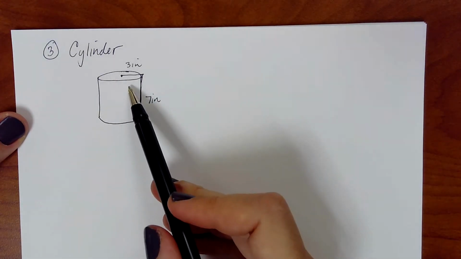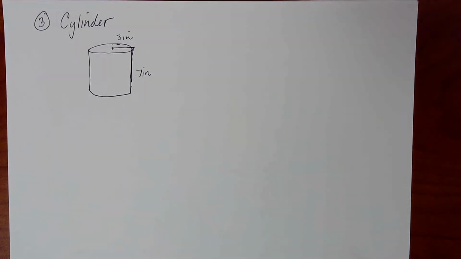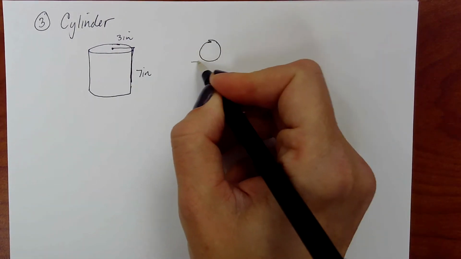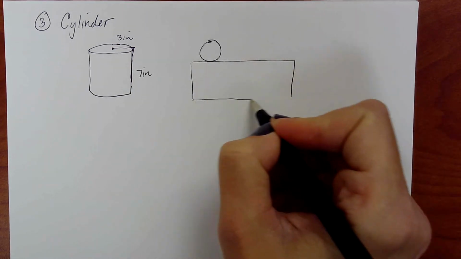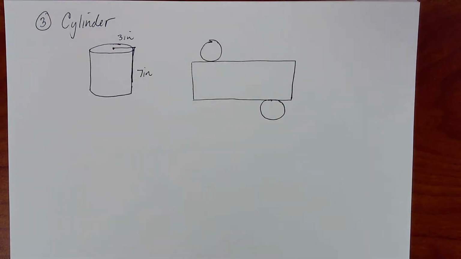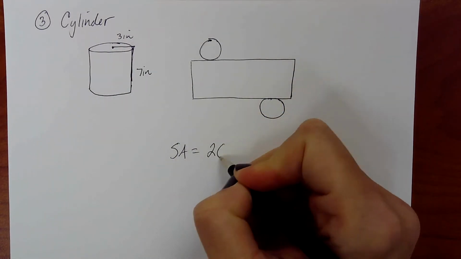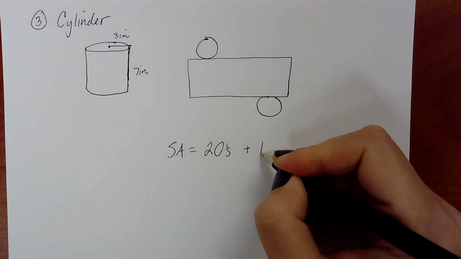Now, if you took apart a cylinder, like if we looked at the net of a cylinder, remember what that looked like? It was a circle, a rectangle, and another circle. So if you unfolded a cylinder, that's what you would have. How would you find the surface area? Well, you know there's 2 circles and then a big rectangle.